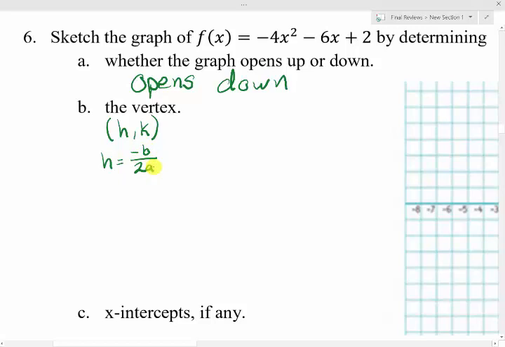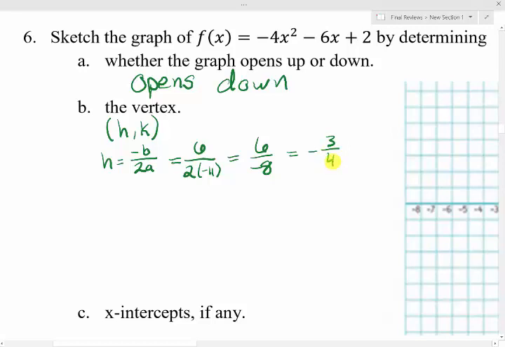where of course that comes from the coefficients of our function. My b in my function is negative 6. So I'm going to take the negative of negative 6, which is positive 6, and divide that by 2 times a, my leading coefficient, which is negative 4. That's going to give me 6 over negative 8, which will reduce to negative 3/4. So that's going to be the x value of our vertex.